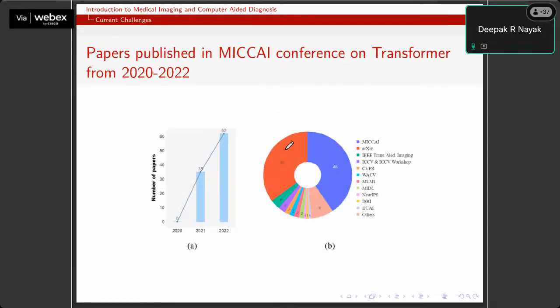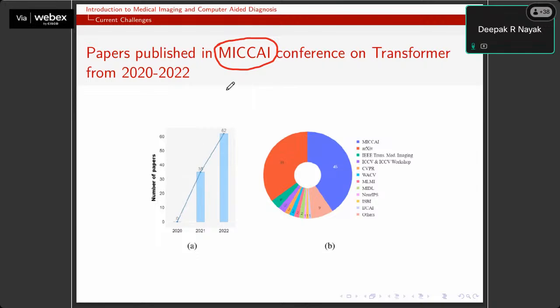And also, okay, this is something very different. How many papers between 2020 and 2012 on MICCAI? MICCAI is a top-tier conference, the best conference in the field of medical imaging and computer-aided diagnosis. We'll talk about what MICCAI is later on.